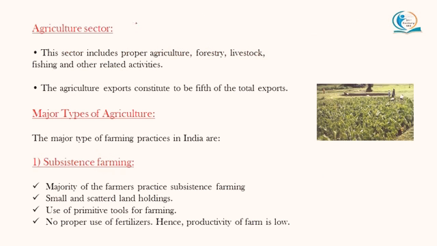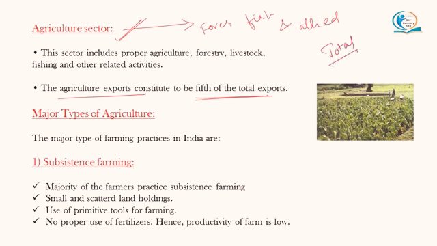Coming to the primary sector, that is the agriculture sector of India, it comprises many activities apart from proper agriculture, that is forestry, fisheries and livestock and other allied activities. On an average, the agriculture exports contribute almost a fifth of the total exports from the country. Even with respect to the total agriculture production across the globe, India is contributing almost 7% of total agriculture growth in this world. So what are the major types of agriculture existing in India at present?